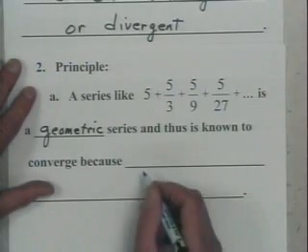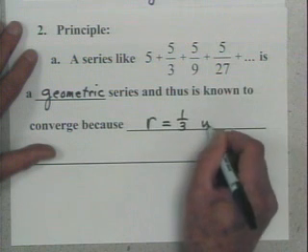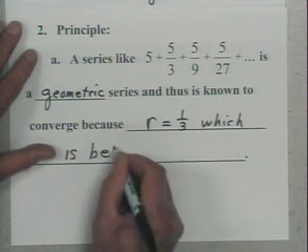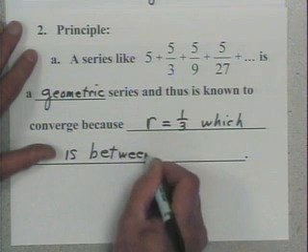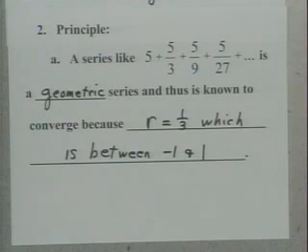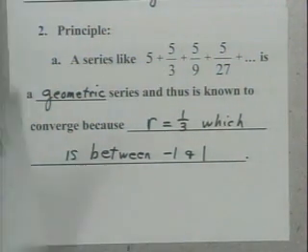and thus is known to converge because the ratio equals 1/3, which is between -1 and 1. And we know from our work with geometric series, if the ratio is between 1 and -1, that constant ratio between consecutive terms, it converges, right? Okay, now here's a series I know nothing about.